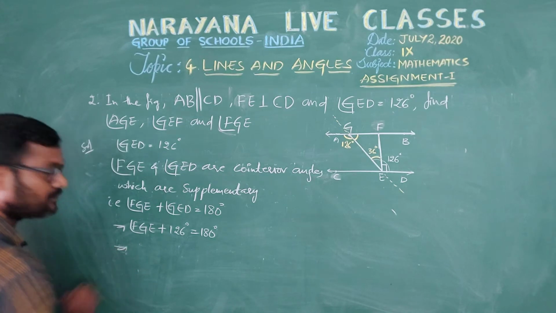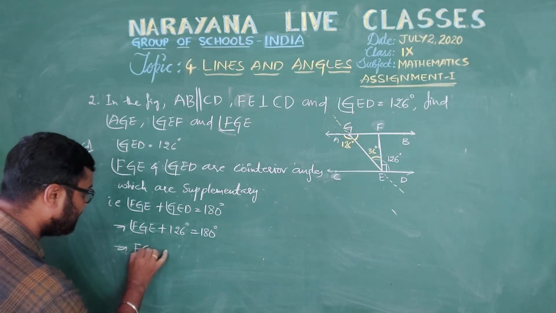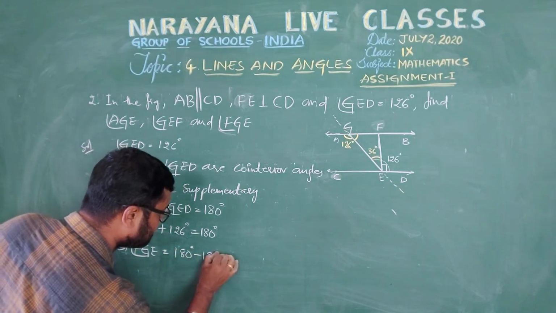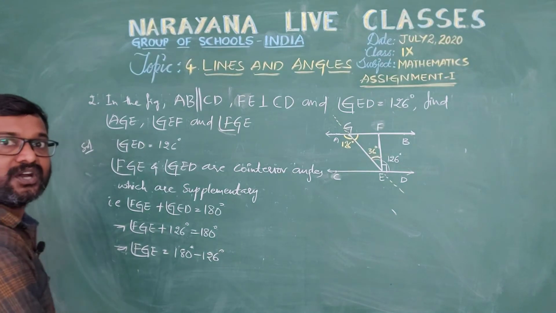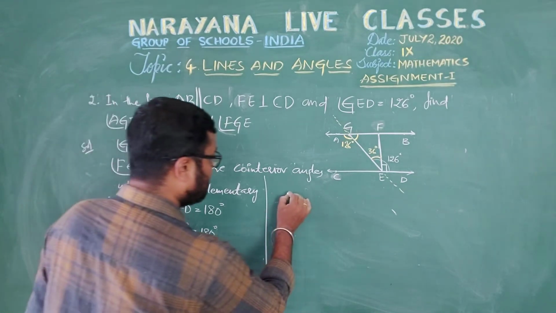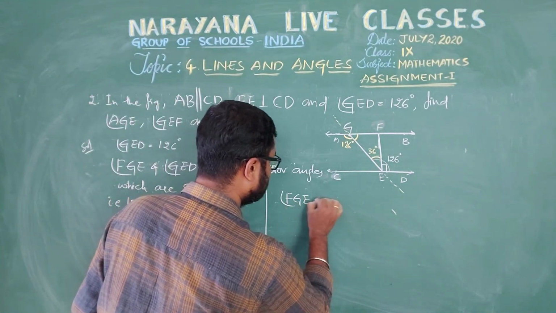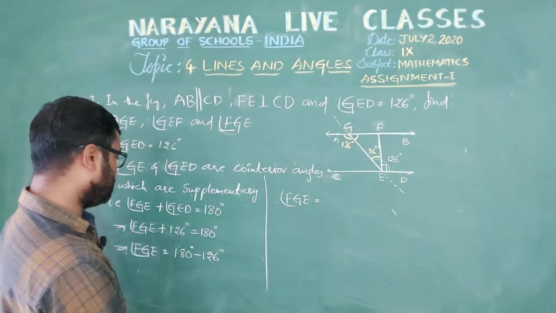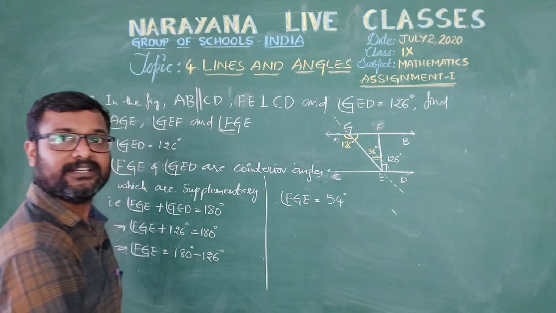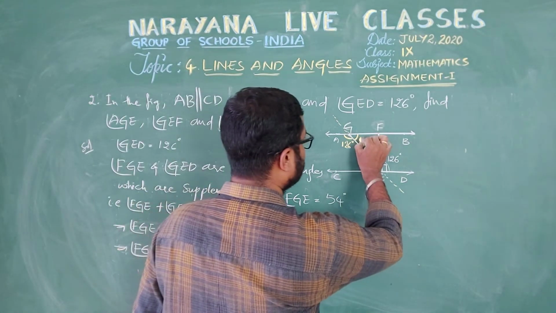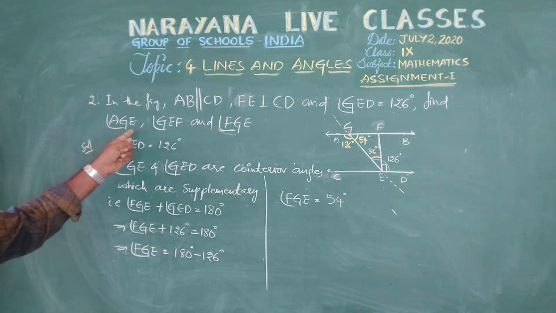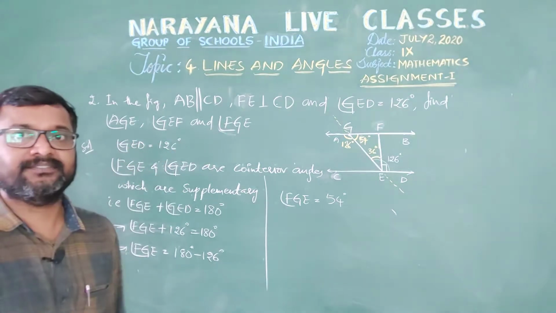Now angle FGE is equal to 180 degrees minus 126 degrees. Why? Because this 126 goes to the RHS, it will become minus 126, isn't it? Now angle FGE is equal to what? 54 degrees. Now angle FGE is 54 degrees. So like that we found AGE, GF and FGE, isn't it?